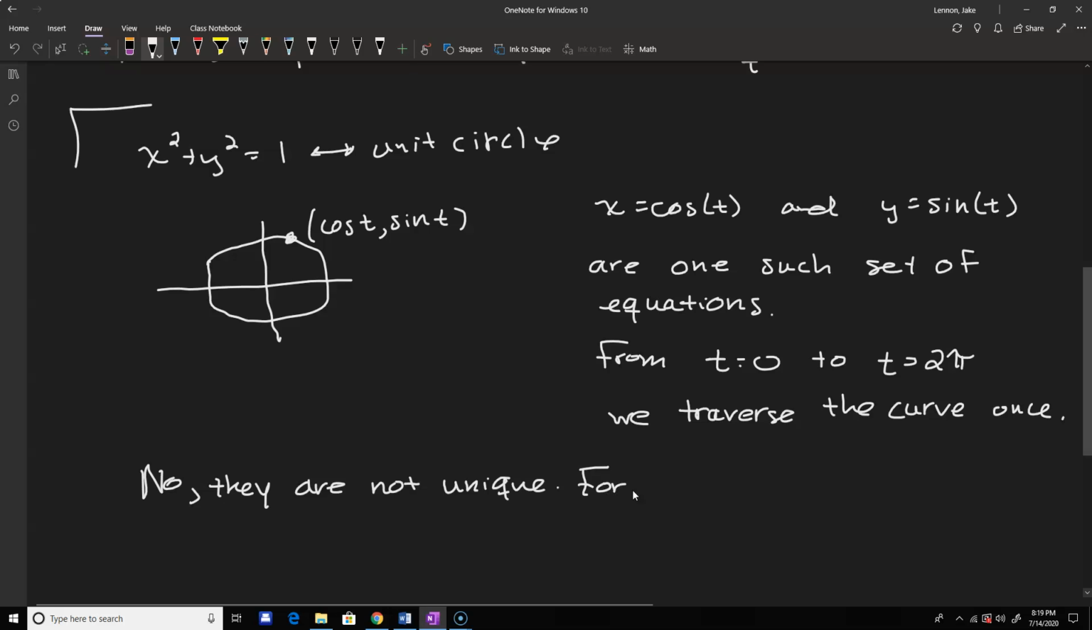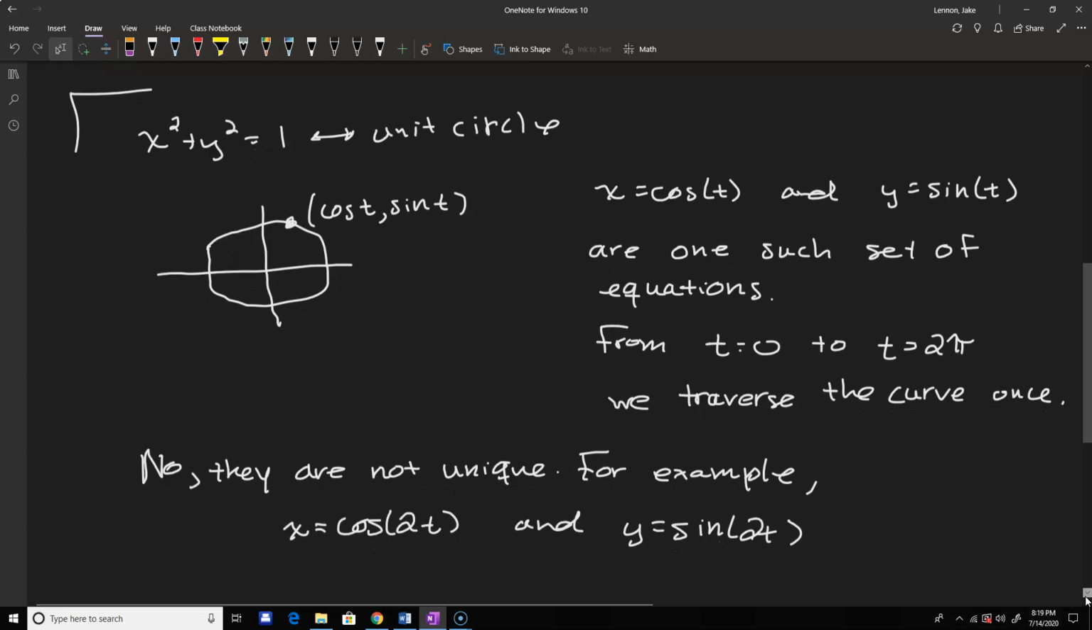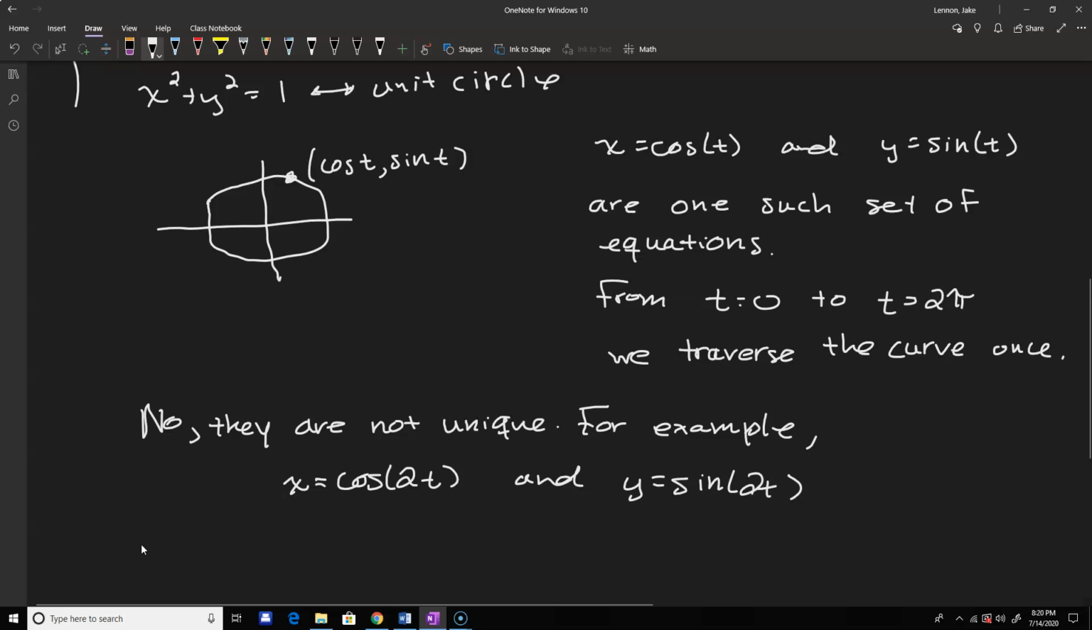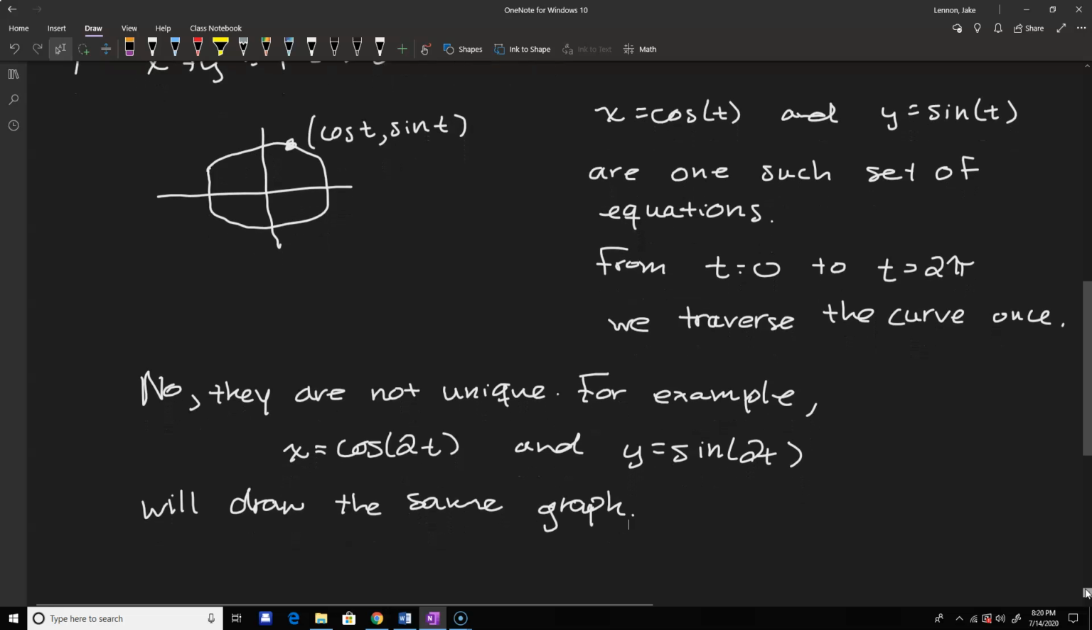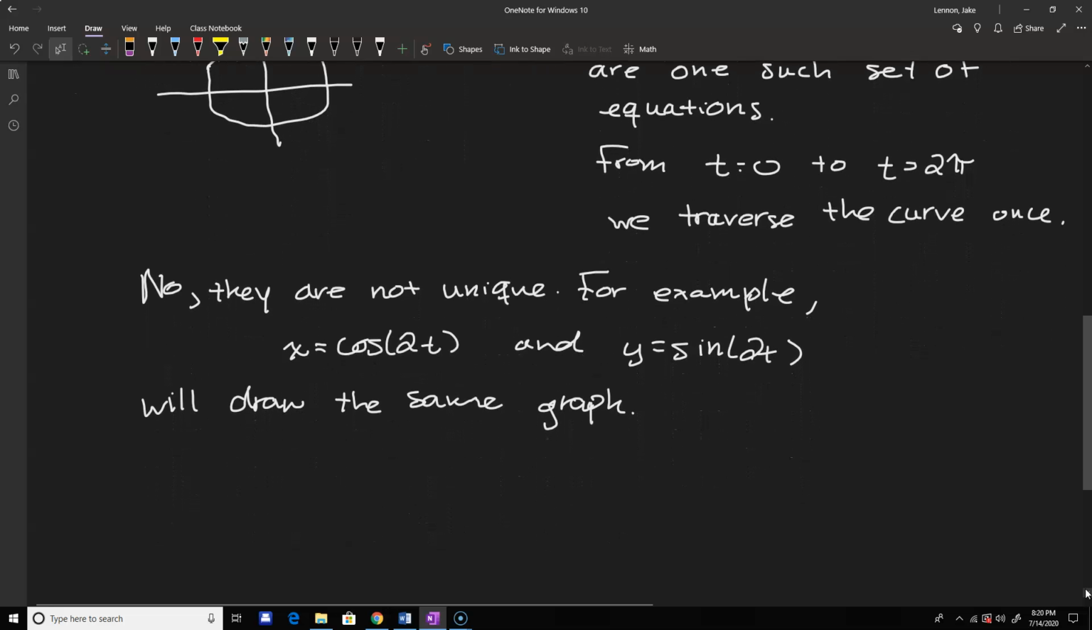So, for example, x equals the cosine of 2t, and y equals the sine of 2t will draw the same graph. And one thing we can note further is it's actually going to draw the graph twice as fast, because now between t equals 0 and t equals pi, you'll traverse the curve once.